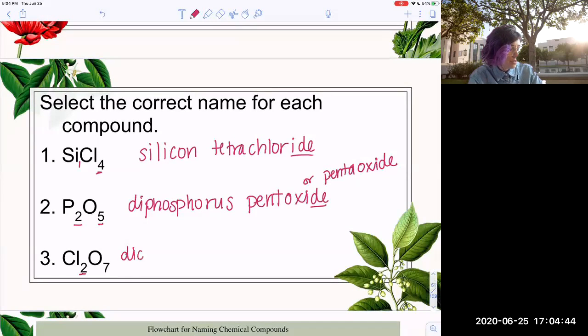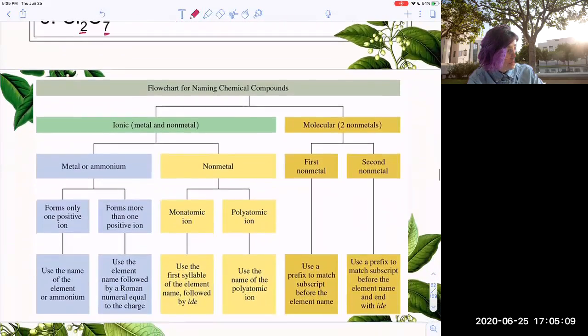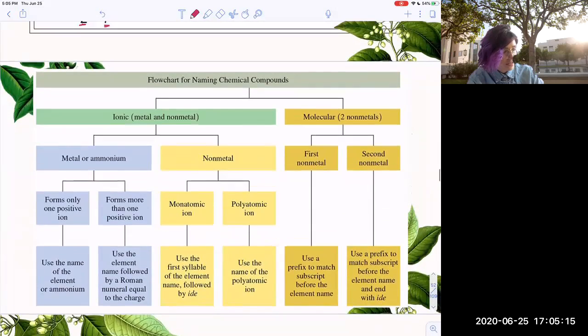I got 2 chlorines, so I've got dichlorine. Notice that I'm not changing the ending on the first element. And then 7 is for hepta. And you could say hepta or heptoxide, whichever you want. They are both correct. That's it. So, this is going to give you a nice little chart of all the ionic and covalent that we've done so far. We're going to get into acids in the next video.